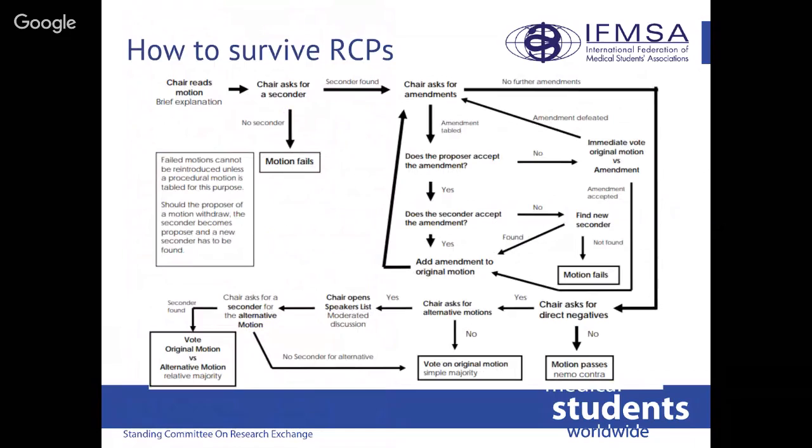So here we go, continuing with how to survive regulation change proposals. Then you have what we call the motion and debate maze, which is the way the procedures take place before we go into voting.